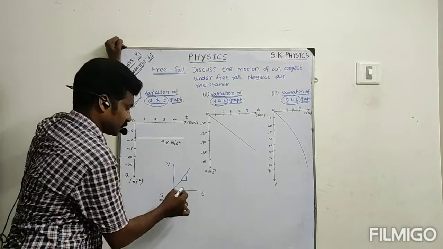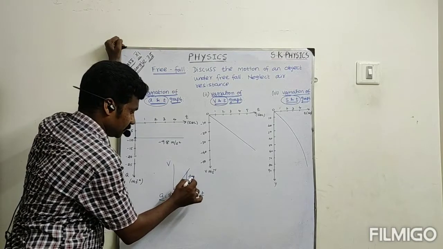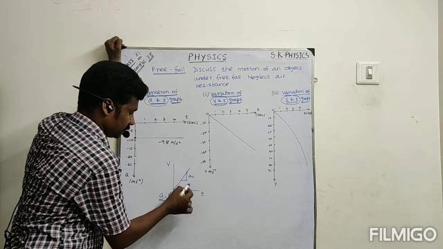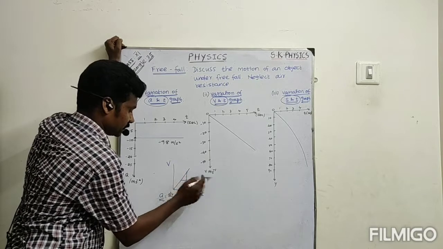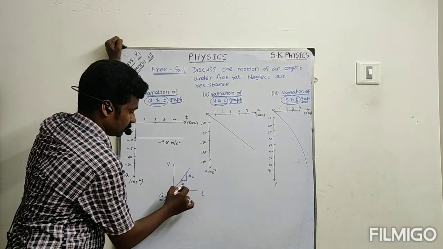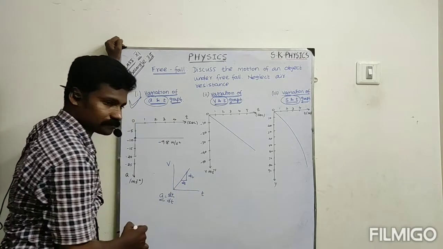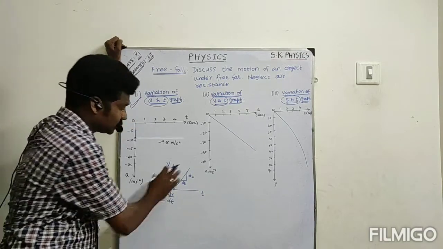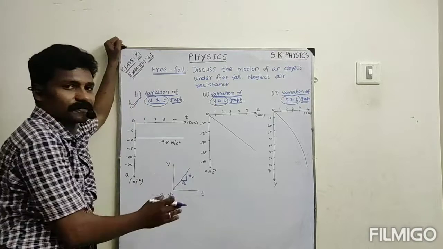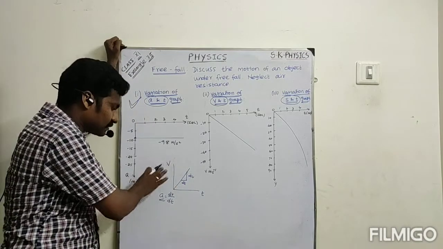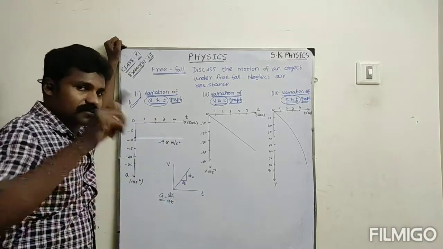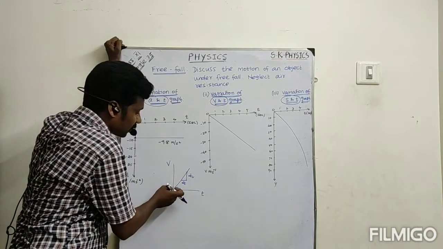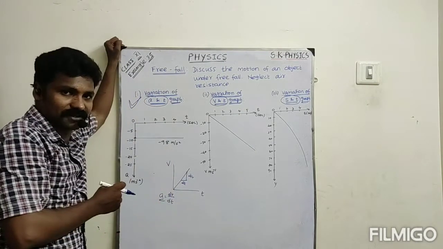Here the velocity is something. So this is delta V or dV, and this is dt. So acceleration equals dV by dt. This is the constant. So the relationship between velocity and time is constant. If it is constant, what will come? The line should be like this, from the origin.